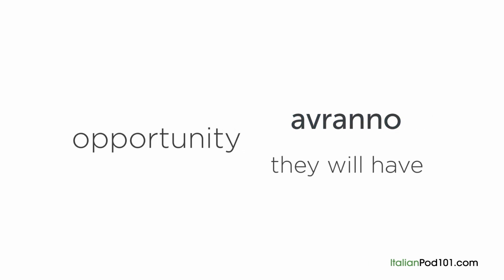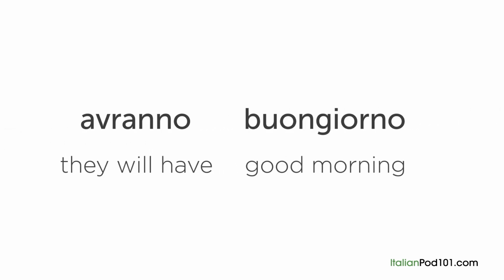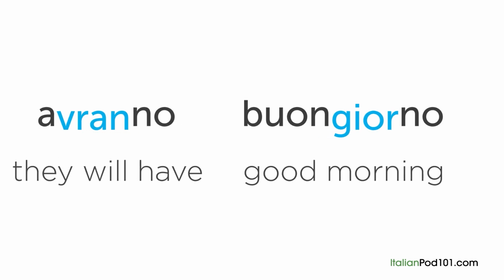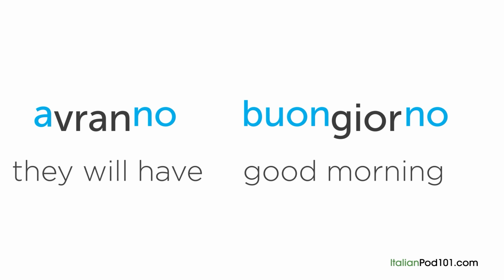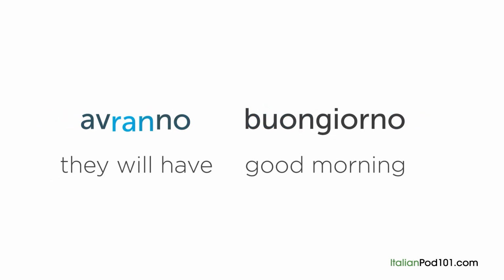Avranno. Even though Italian is not a stress-timed language, individual words still have primary stress. In most Italian words, the stress falls on the second to last syllable, so you'll need to pronounce this a tiny bit longer and louder than the other syllables, but not by much. Avranno. Buongiorno. Apart from the stressed syllable, all other syllables are pronounced for roughly an equal amount of time.